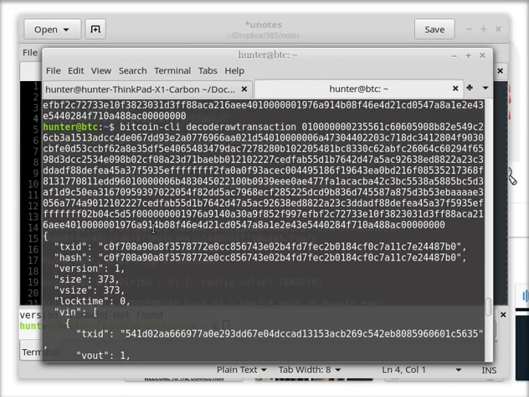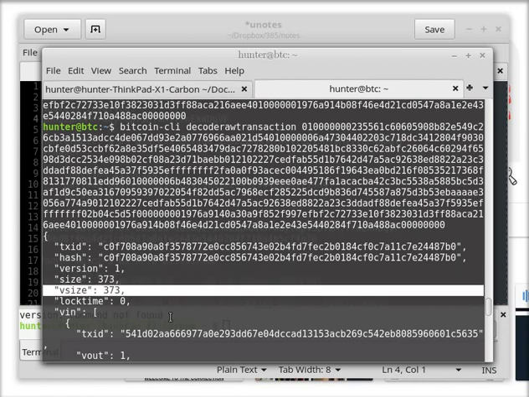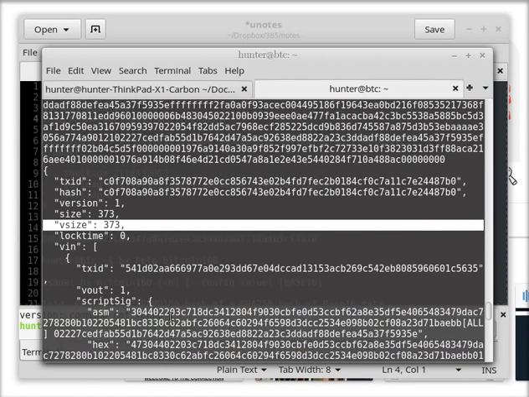So this is the stuff that is encoded here. This 01 is the version number, I guess, and then there's the size of this thing in bytes. This vsize is related to SegWit. vsize is sort of the effective number of bytes. I think it's the weight divided by 4, and because this is a legacy transaction, the weight divided by 4 is just the size in bytes.